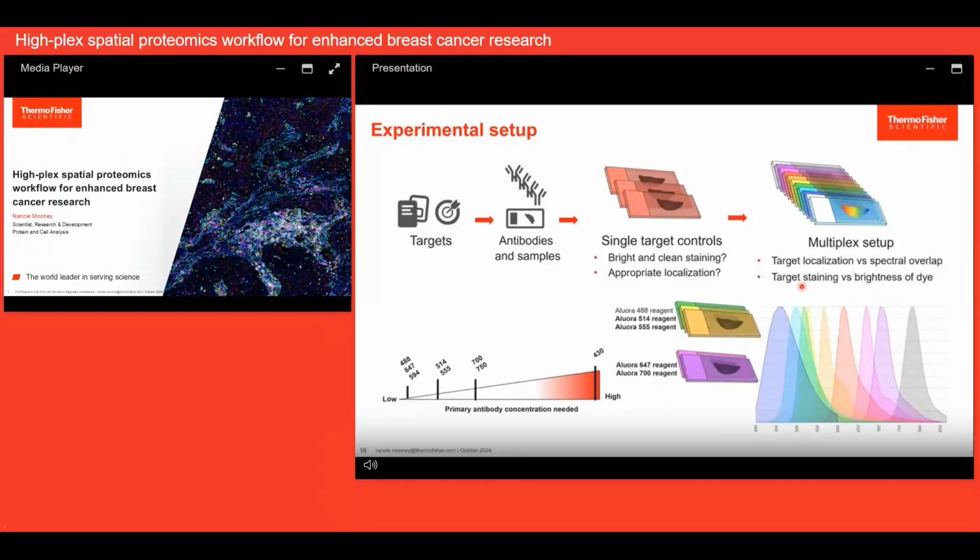The other thing to account for is target staining and target abundance versus the brightness of the dye. Though the Allura reagents have been optimized to multiplex well together, we're still dealing with different fluors and different channels. So we have some that are brighter and some that are slightly dimmer. If you have a target that's less abundant or more diffuse, you might want to put it in a brighter channel, like 488, 647, or 594. If you have one that's much brighter or more abundant, that's a good target for 700, 750, or 430.